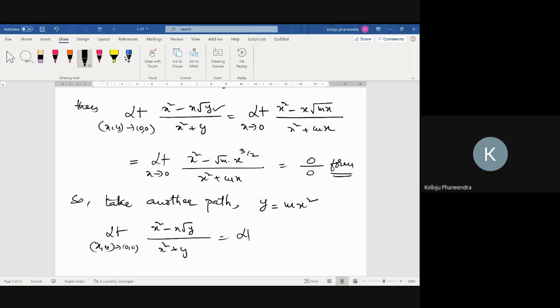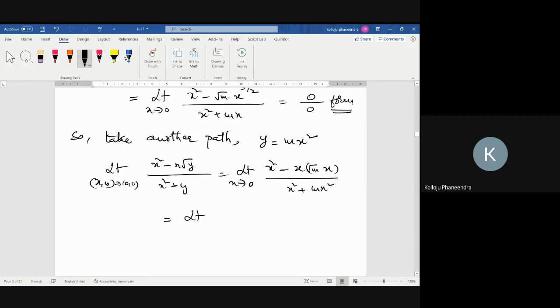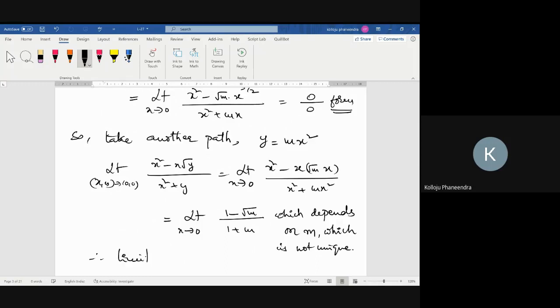So this is obviously the limit as x tends to 0 of (x² − x√(mx²))/(x² + mx²). Now you can take x² common. After taking x² common and cancelling, the remaining term is (1 − √m)/(1 + m), which depends on m, which is not unique. Therefore, the limit does not exist.